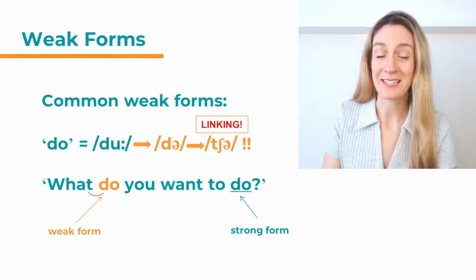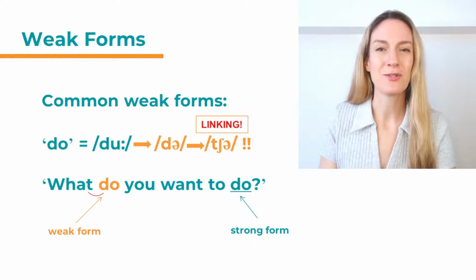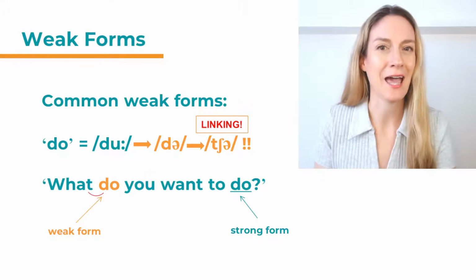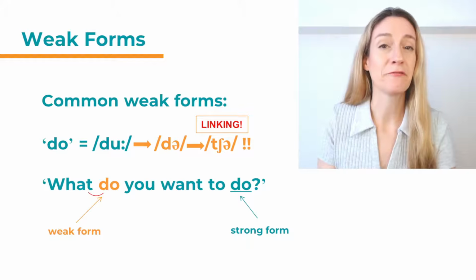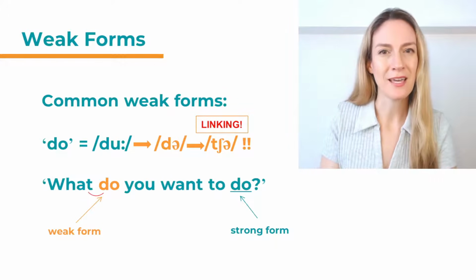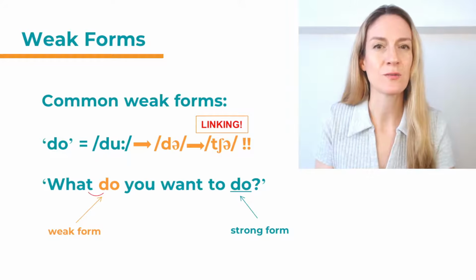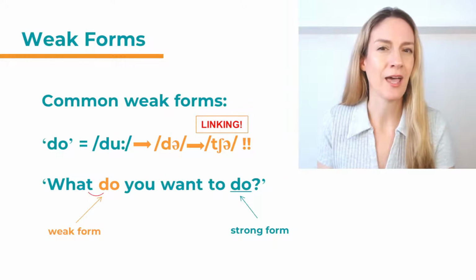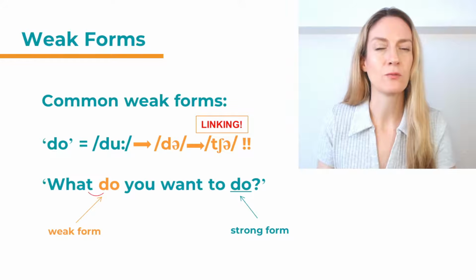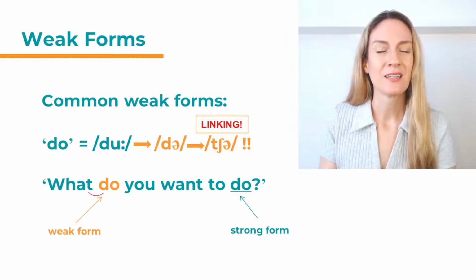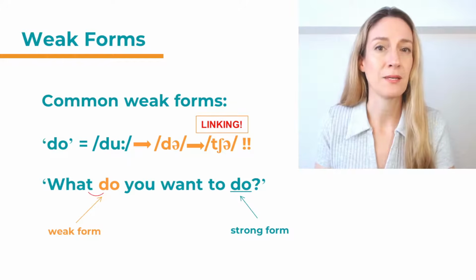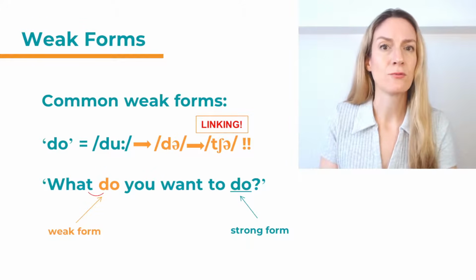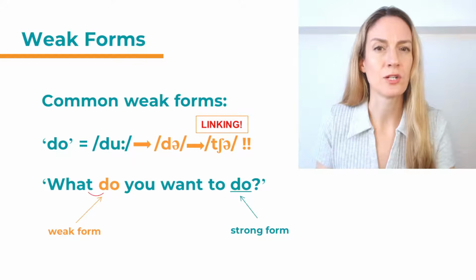And there's something else that's happening. It isn't to do with weak forms, but there's some linking happening. So really, when we say, what do you want to do fast? Because what ends in a t sound and do starts with a d and we say it fast, listen what happens. What do you want to do? The d really changes into a ch and the last t from what disappears. So instead of saying what do you want, it becomes what you want, what you want.